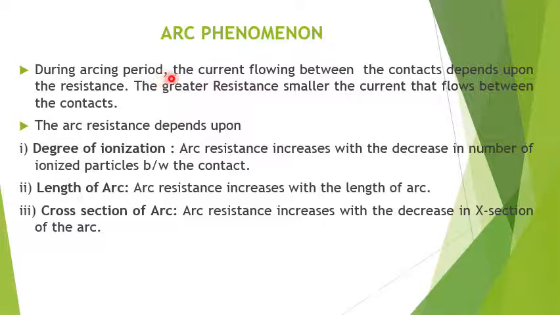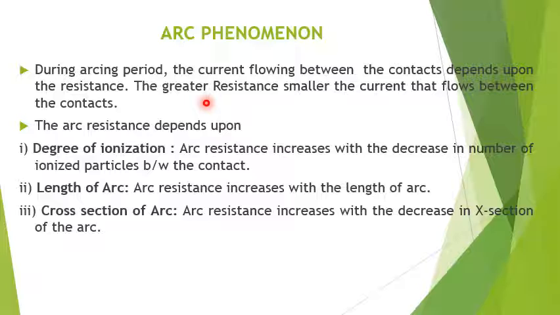During the arcing period, the current flowing between the contacts depends upon the resistance. As discussed, the arc provides a very low resistance path. Because of the low resistance path, the current in the circuit remains uninterrupted as long as the arc persists. So the current flowing between the contacts depends upon the arc resistance. If the arc resistance is smaller, then the current flowing between the contacts will increase.